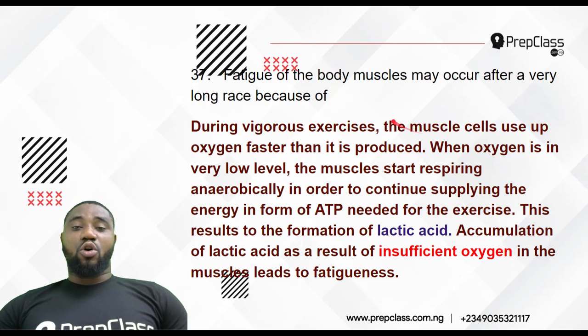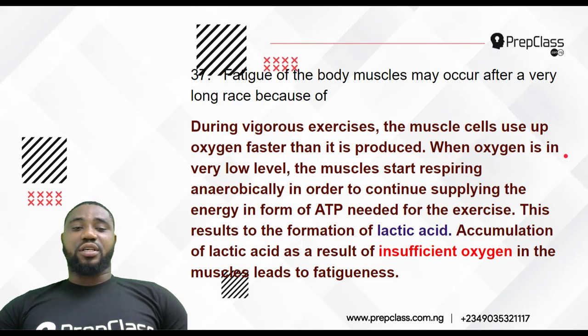Now, remember that the oxygen the muscle cells are using is used to burn up glucose to release ATP. ATP is the energy that we need. It's not the glucose. The glucose must be broken down to release this ATP. It is this ATP that we use to stay alive and to perform all other work functions. So the energy that we use is in the form of ATP. So during vigorous exercise, the muscle cells use up oxygen faster than it can be produced.